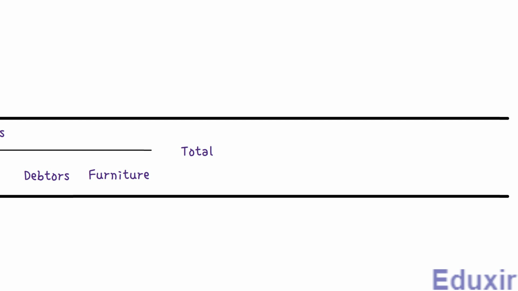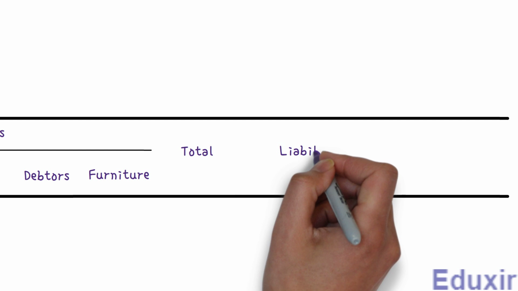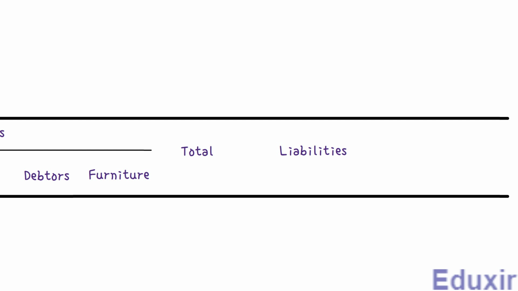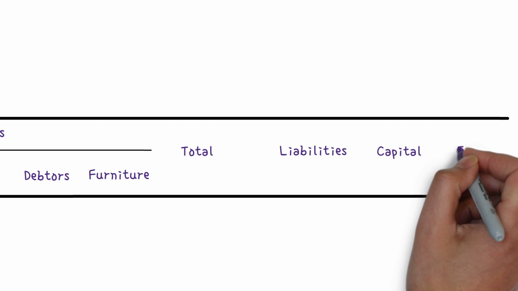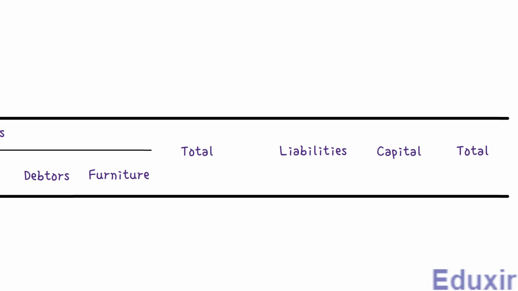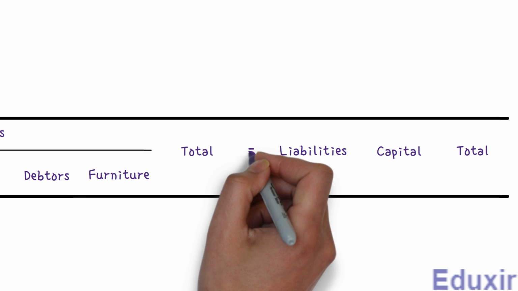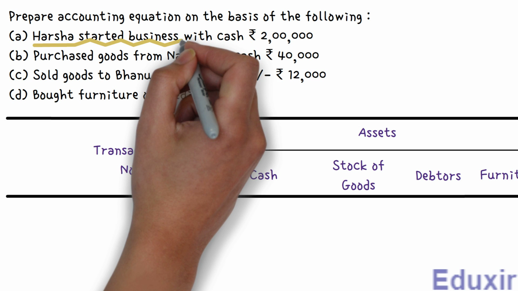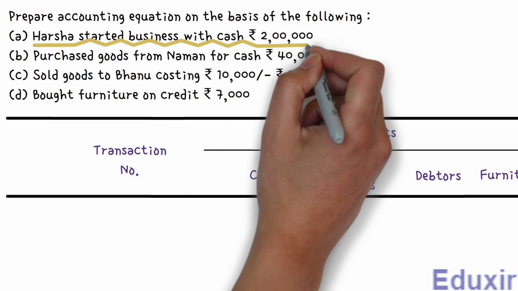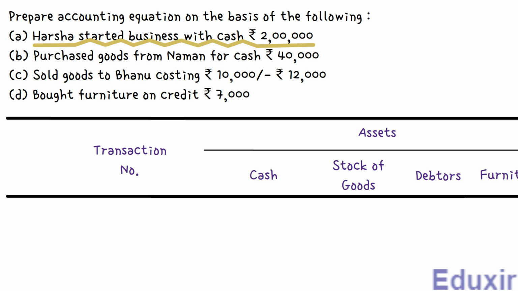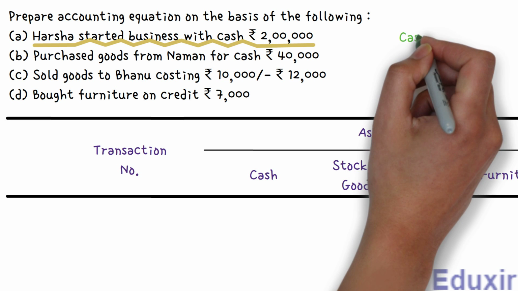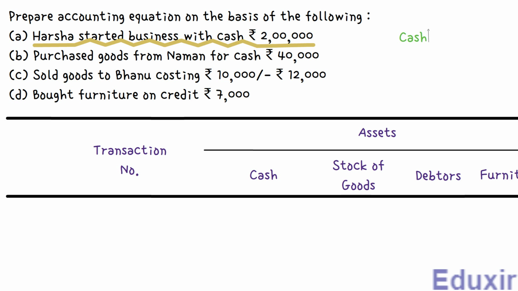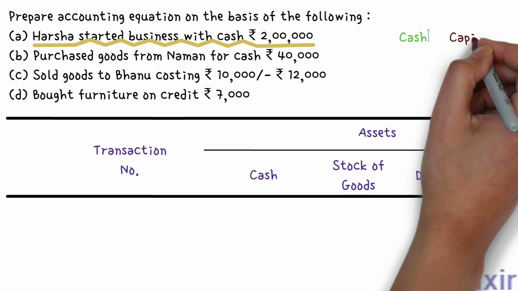On the right hand side, let us have the columns for liabilities as well as capital. Let us have one more column wherein we can write the total of these liabilities and capital. Now the total of the left hand side columns should be equal to the total of the right hand side columns. In the first transaction, it is given that the sole proprietor Harsha has started business with cash 2 lakh rupees. When the business is started with the cash, the cash available with the business will be increasing. At the same time, as the business owner is investing this cash into the business, his capital in the business will also increase.